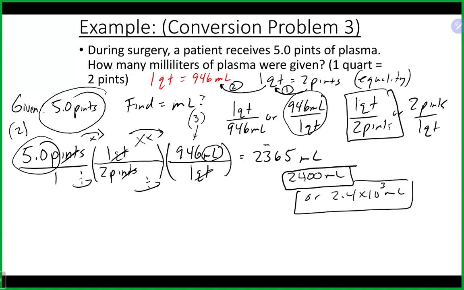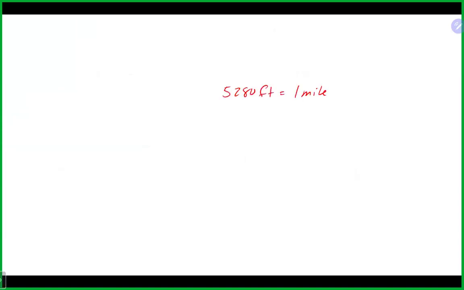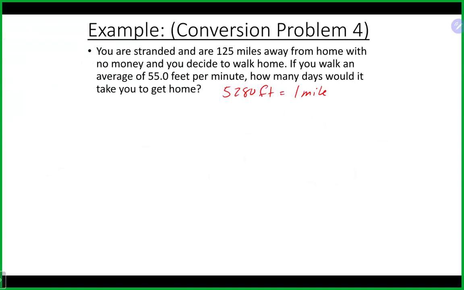Take a look at another one here. All right, so next one, let's see, what are we doing? We are stranded 125 miles away from home. You got no money. You decide, heck, it's only 120 degrees outside. We'll take a walk. Seems like a nice day. If you walk an average of 55 feet per minute, how many days is it going to take you to get home? Yeah, so give it a go. See what you come up with here, let's guess.